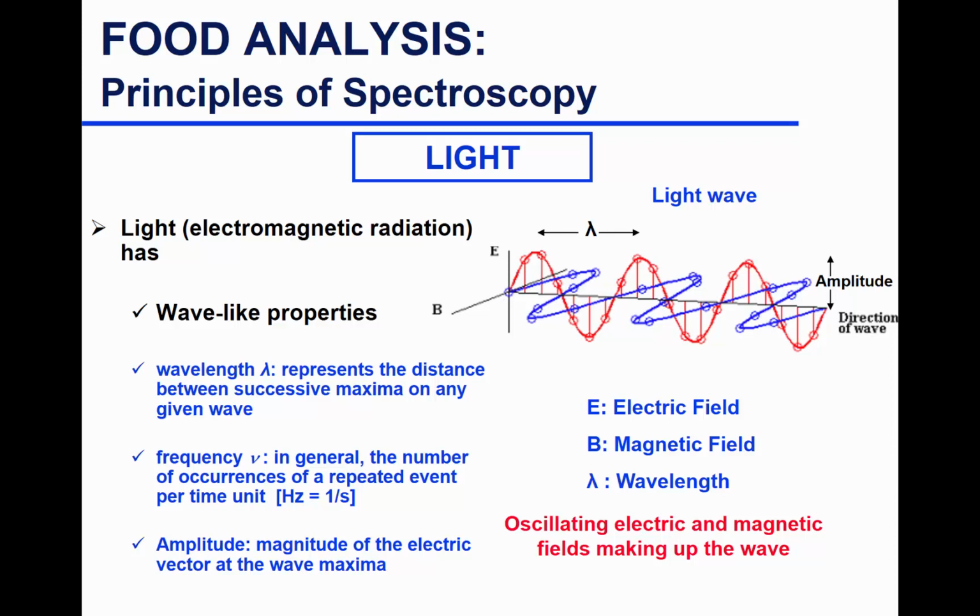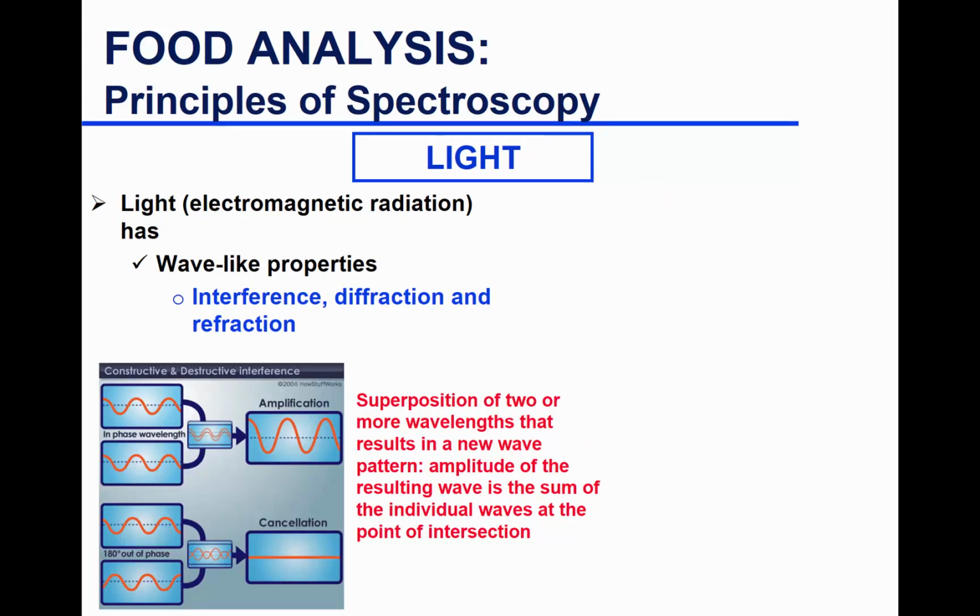Amplitude is basically the magnitude of the electric vector at the wave maxima. So these are common parameters. So wave-like properties, we have interference, diffraction, and refraction.